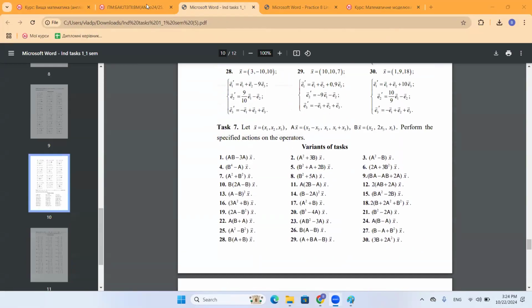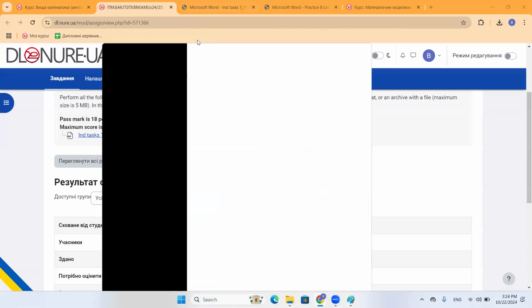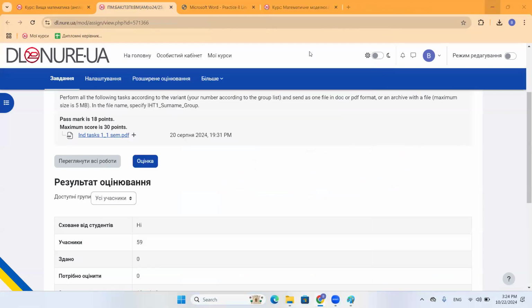But now the first goal is to make sure that you understand what the linear operator is and how it works. And then we will do it.